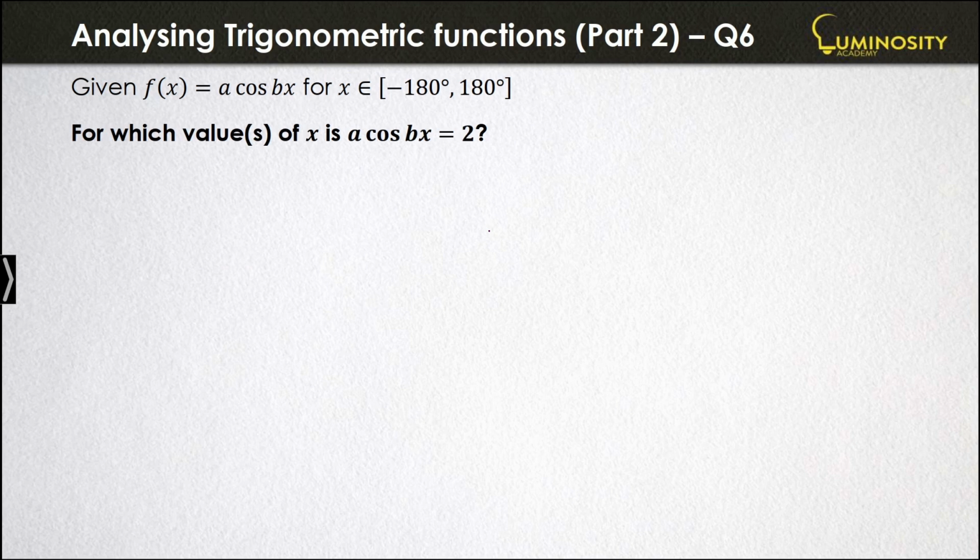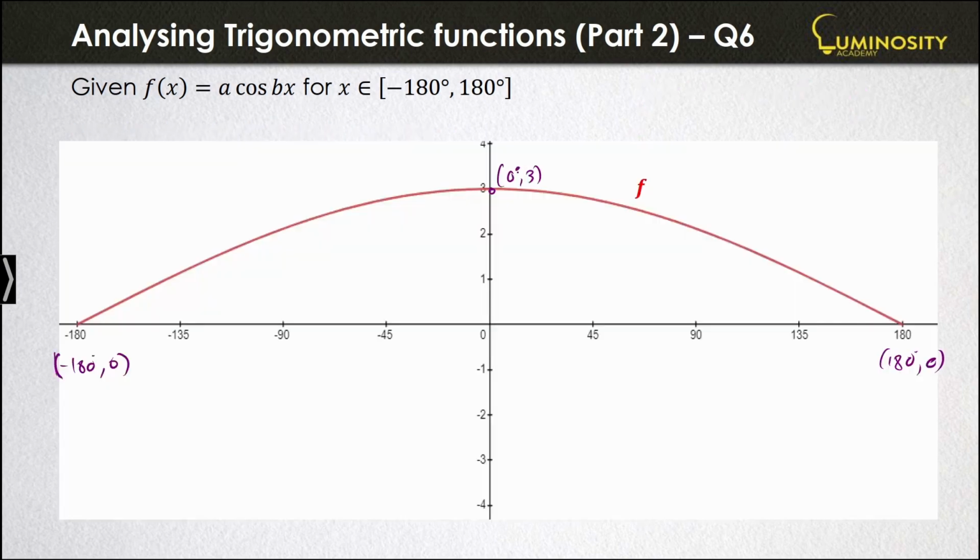For which values of x is f of x, which we know now is 3 cos a half x, equal to 2? So if you go to your graph here, let's check. 2's over here, so we expect a solution here somewhere, and we expect a solution here somewhere. It looks like it's just above 90, more than 90 degrees and less than negative 90 degrees. So let's see if we can work those out.